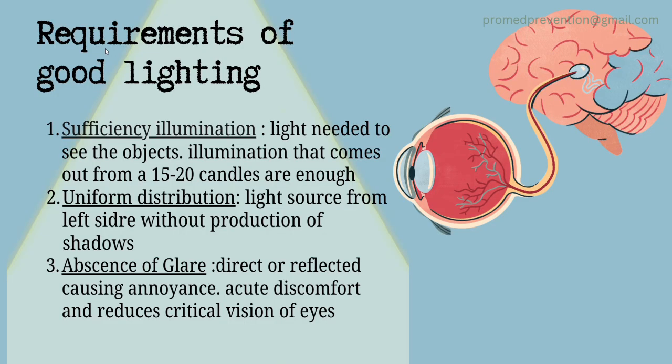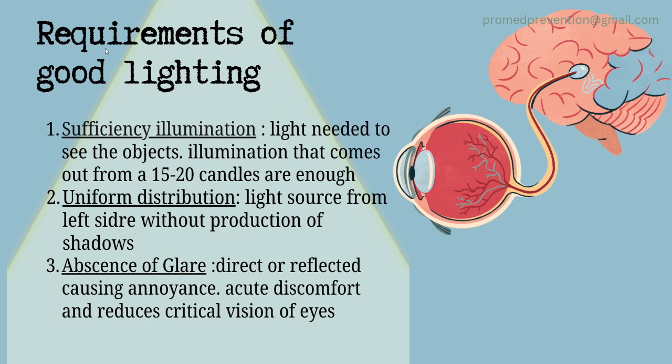We know that the first point is the sufficiency. Light needs to be sufficient to see the objects properly. Insufficient lighting can cause eye strain, but an illumination that comes from 15 to 20 candles is enough as sufficient light. Uniform distribution: efficient vision without any eye stress occurs by uniformity in light distribution.